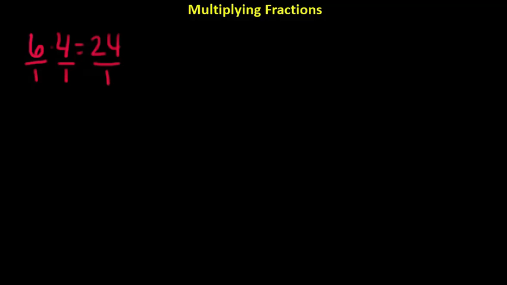6 over 1 times 4 over 1 equals 24 over 1. So 6 times 4, 24. 1 times 1 is 1. This assures me that there is no flipping the denominator and changing the sign, any of those things. So moving forward from there, we would go with our problem.